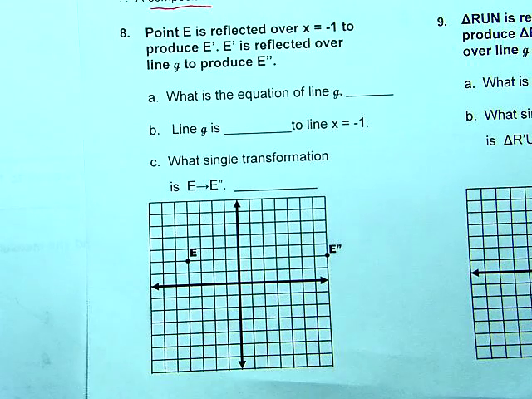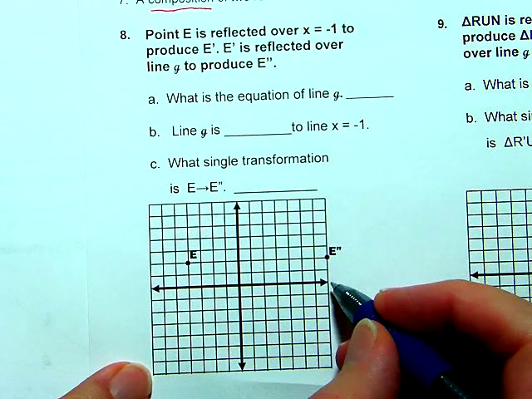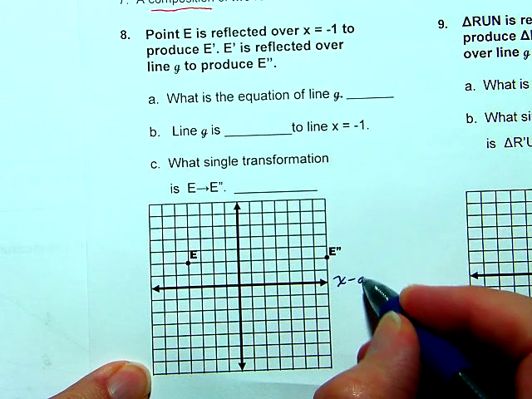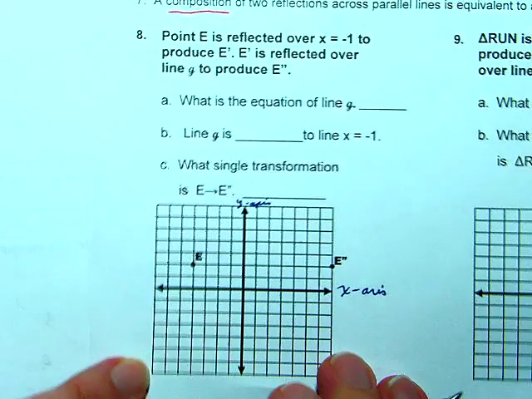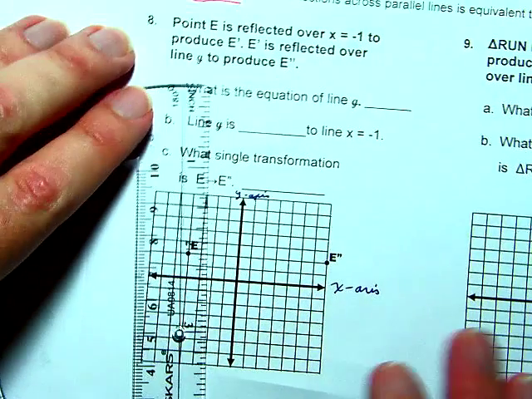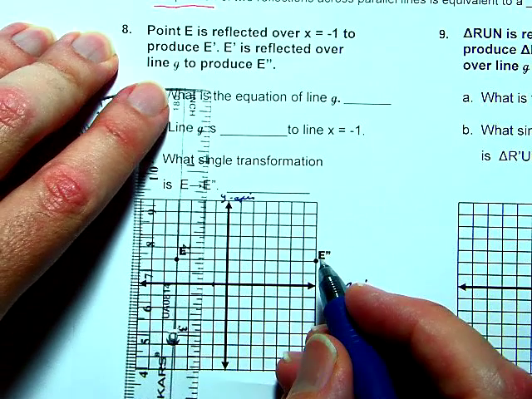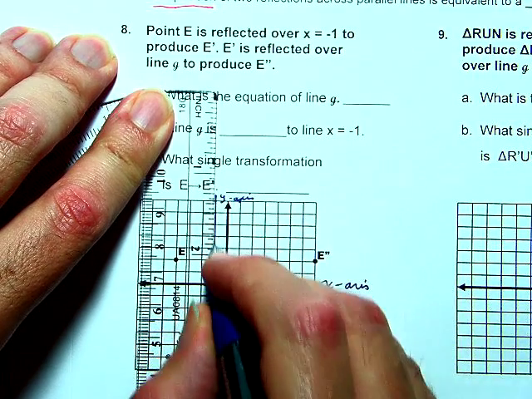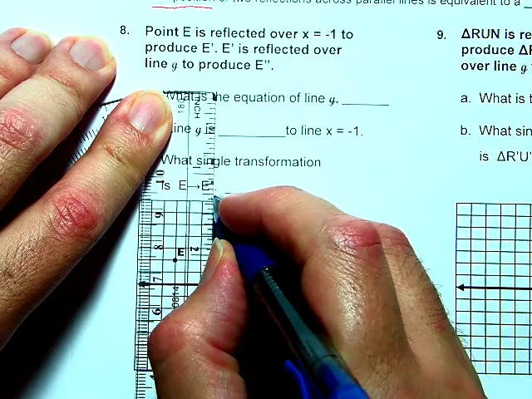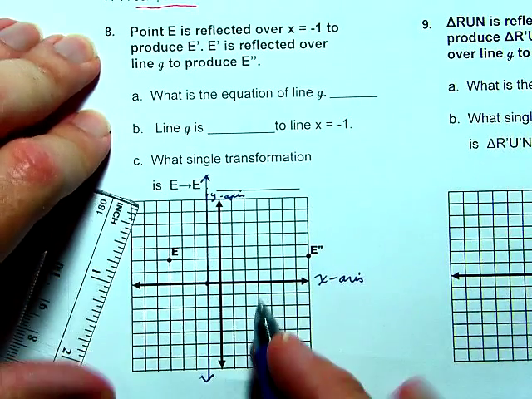So let's draw that line. Again, this is our x-axis. This is the y-axis up here. X equals -1 has to be where x is -1. So it's got to go through this point there, and it is parallel to the y-axis. Let's draw our line. Okay, so this is the line x equals -1.